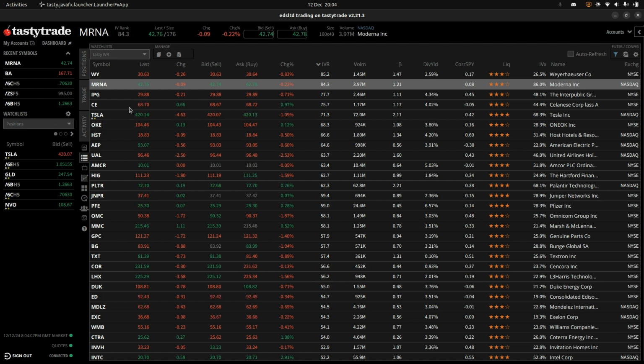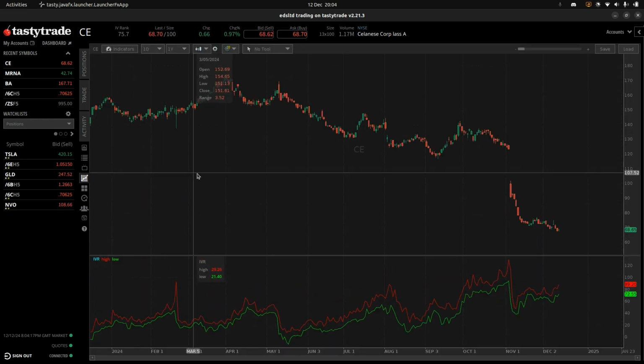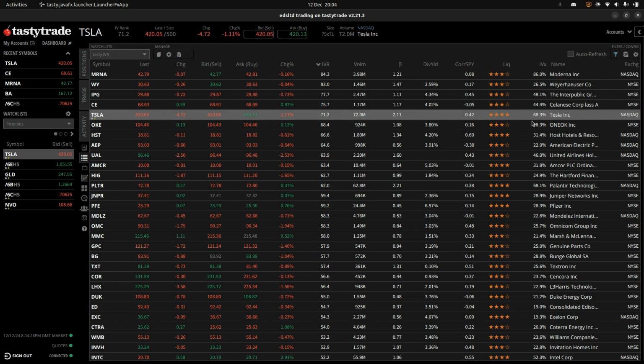CE here, it's got an IV rank of 75, an absolute IV level of 44. However, with mRNA, you've got an absolute IV level of 86. More doesn't always mean better. It really just kind of depends on what's happening in the market and on what's typical for that specific underlying. For example, you've got Tesla here, with an IV of over 68%, which is not too far out of the ordinary for Tesla. So a bit of market awareness needs to come into play, but you'll develop that over time naturally.